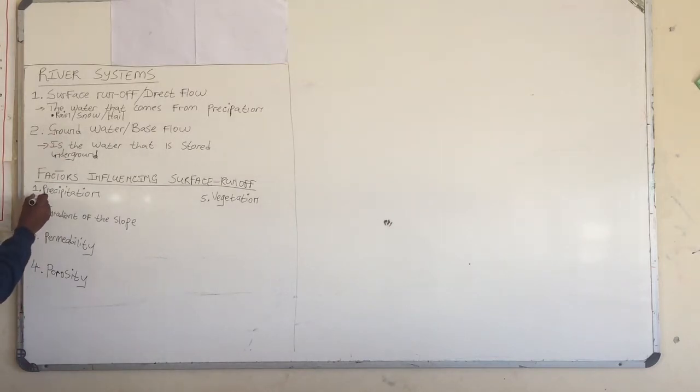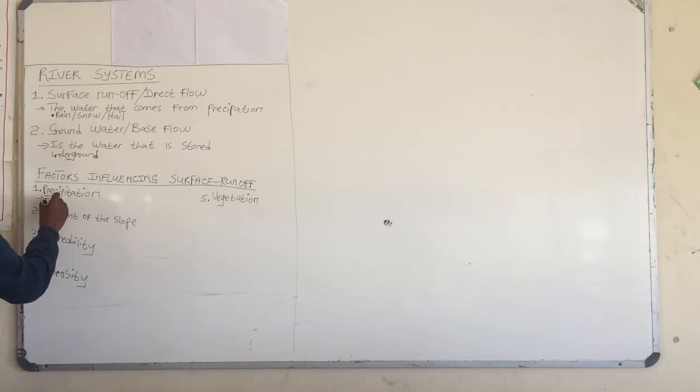These are the factors that cause the water to flow on the surface of the earth. The first one is precipitation. How does precipitation influence runoff? When there's rain, the water from the rain reaches the surface and causes surface runoff. When there's too much rainfall, obviously there will be a lot of water on the surface of the earth because the rain is heavy.